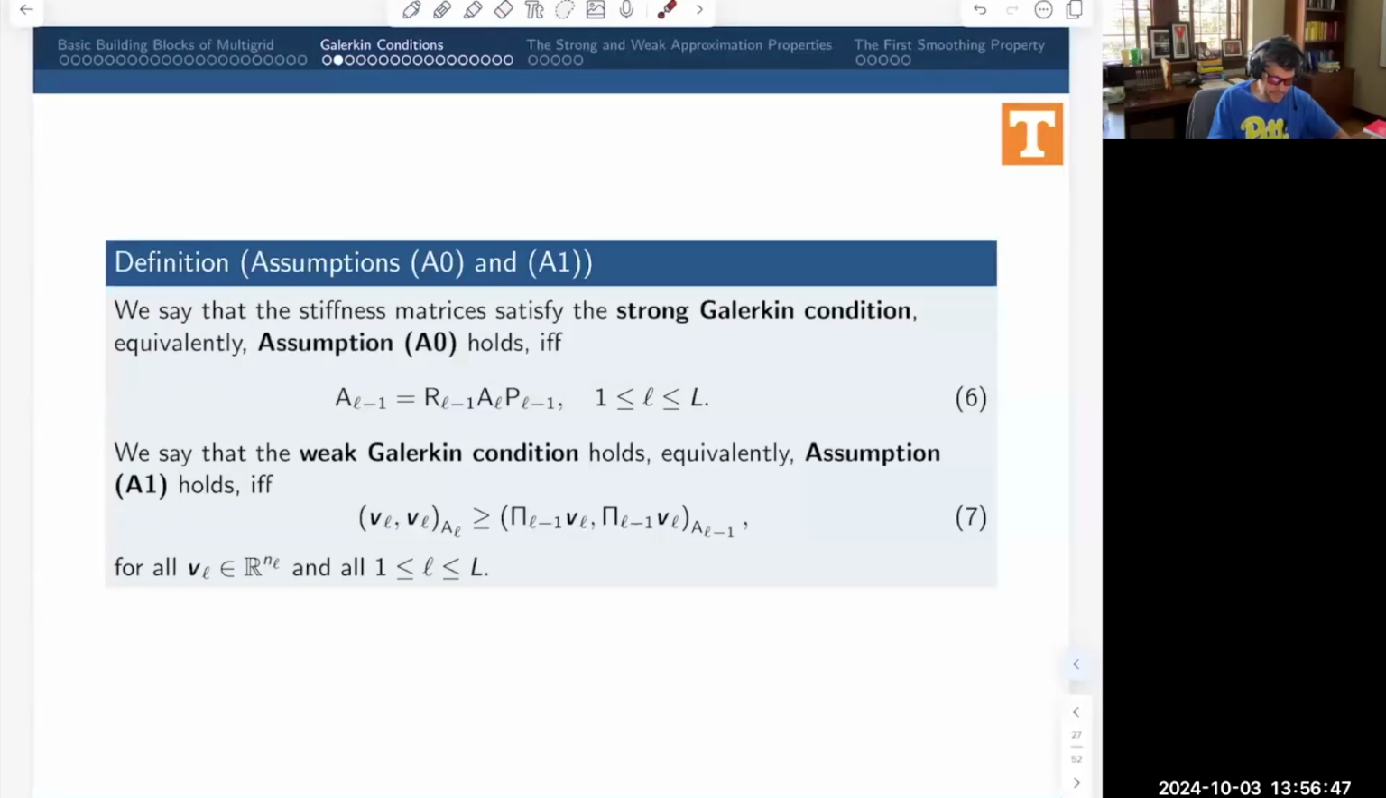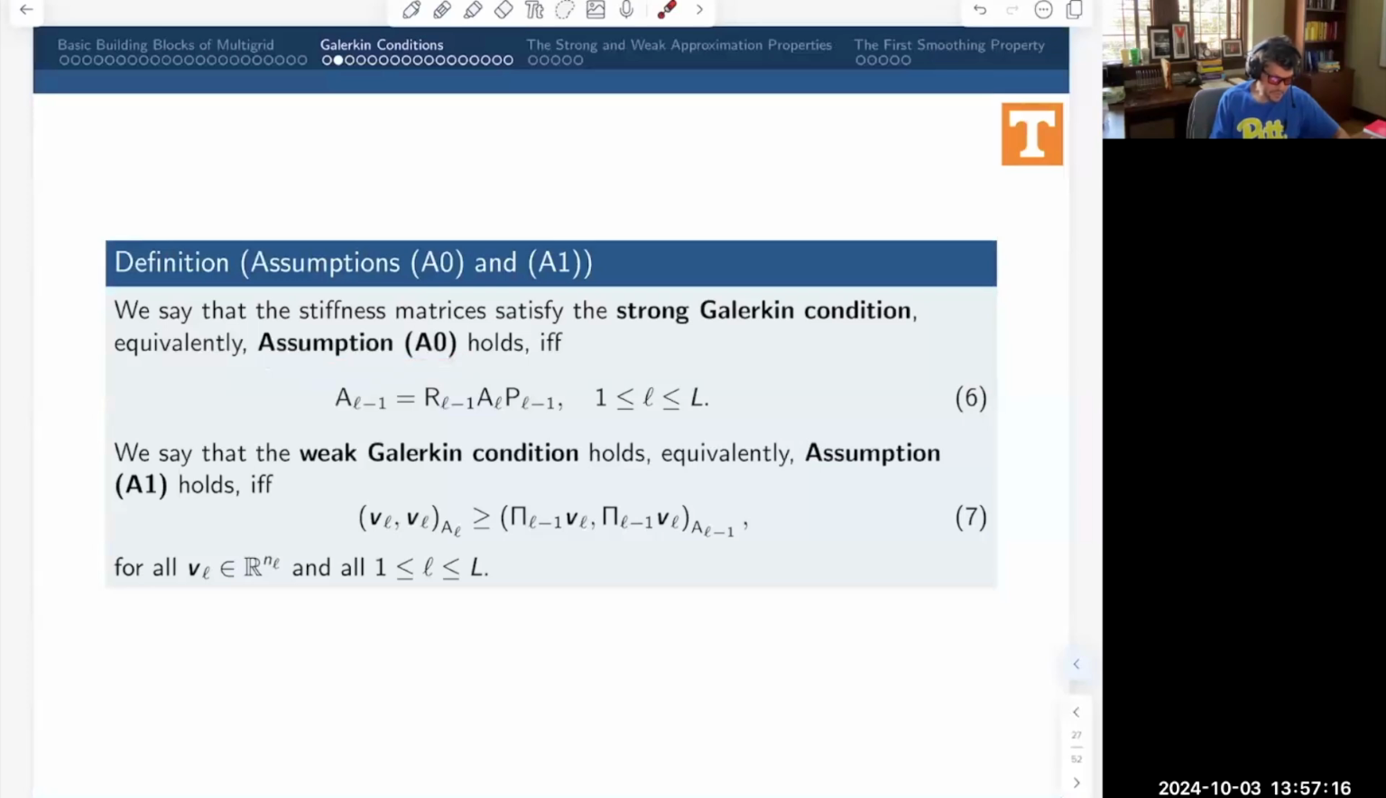It's the easiest way to generalize it, and we're going to give it the added adjective strong because there's another way to generalize this. Now, in multigrid, we're going to become acquainted with our first numbered assumption, A0. So we say that the strong Galerkin condition is equivalently called the assumption A0.